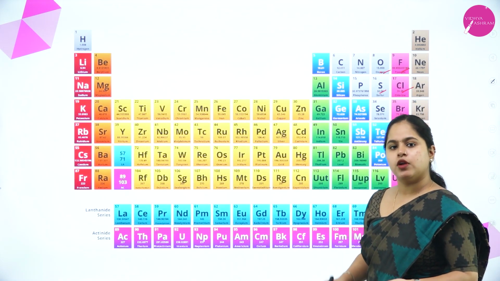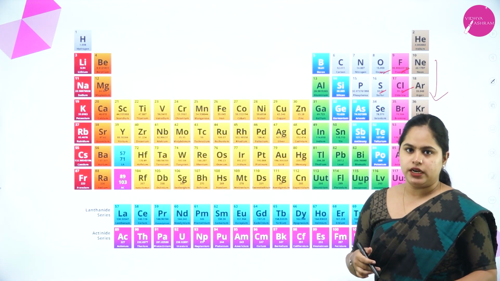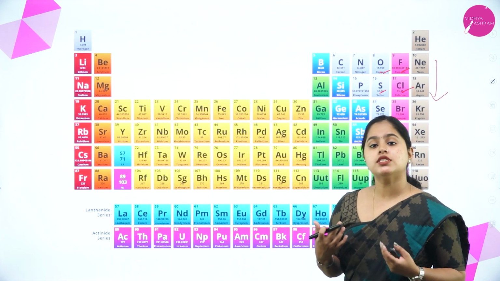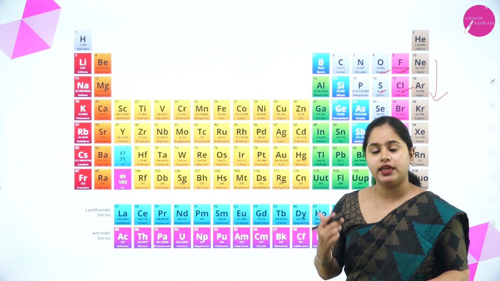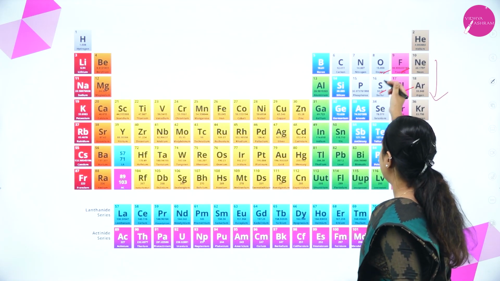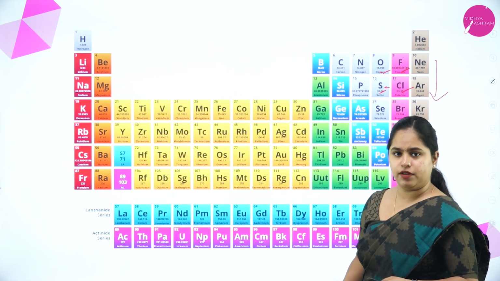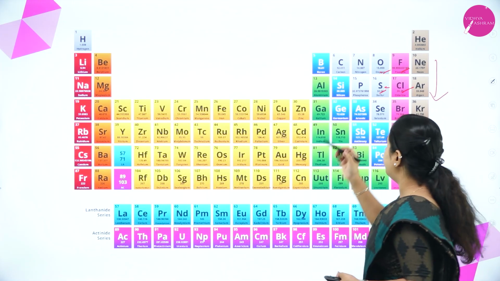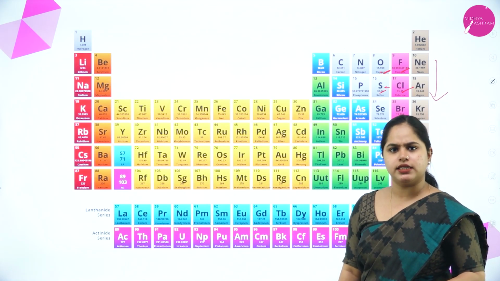So actually, what did we study now? When we move down the group, the electron gain enthalpy should decrease. But it was experimentally found that oxygen has less electron gain enthalpy than sulfur. It should decrease, which means sulfur must have the less negative value. But oxygen is having the less negative value. So why is this?